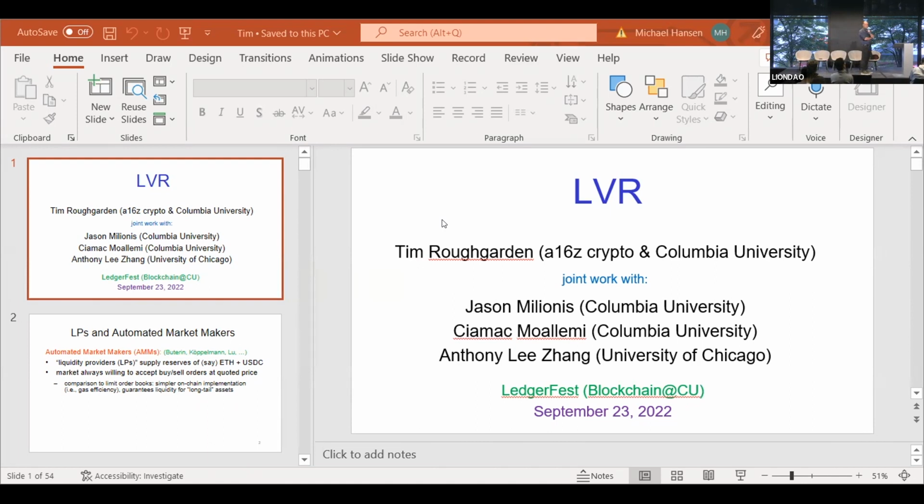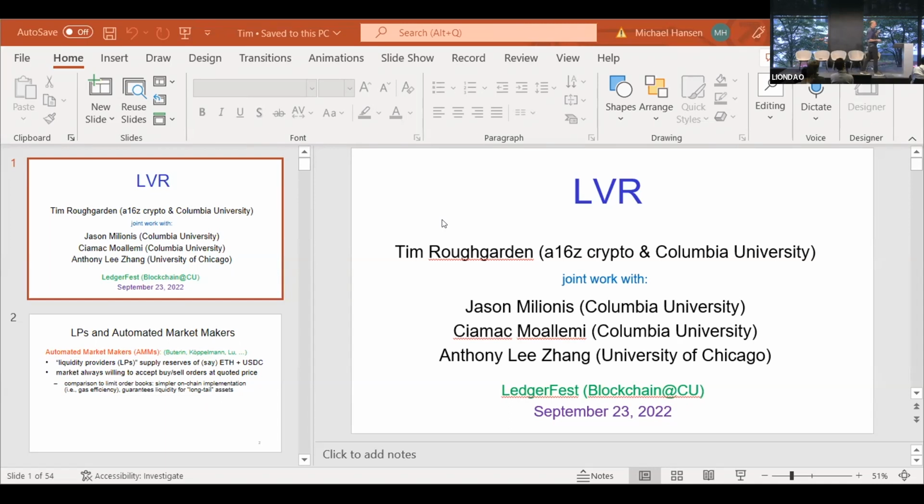Now, the way you actually implement this practically is implicitly through an invariant function. This is where the XY in XY equals K comes from. Basically, you insist that trades are only allowed to move around on a level set of some invariant function. So this here is a level set of the function X times Y, the product of the quantities of the two tokens.